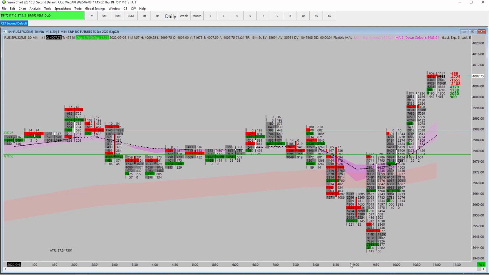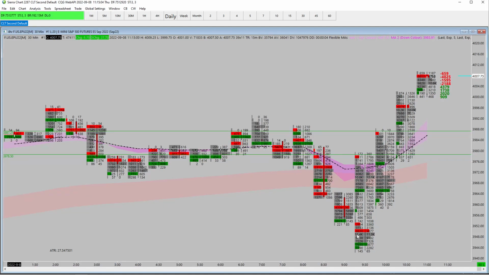And this is just rinse repeat. This is all it is. So going into this morning, I will go over, I'll post a video later of my daily plan and what I was looking at.